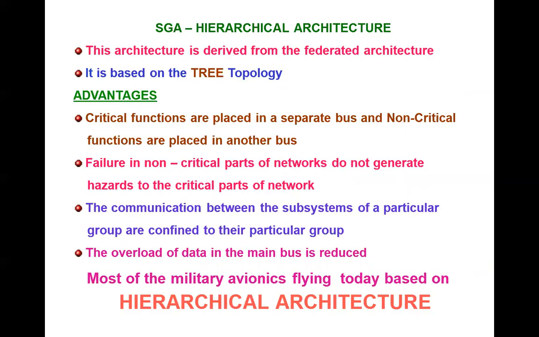Another type of second generation architecture is hierarchical architecture. This architecture is derived from the federated architecture. It is based on the tree topology. The advantages of hierarchical architecture are critical functions are placed in a separate bus and non-critical functions are placed in another bus. Failure in non-critical parts of the network does not generate hazard to the critical part of the network. The communication between the subsystems of a particular group is confined to that particular group. The overload of data in the main bus is reduced. So most of the military avionics flying today is based on the hierarchical architecture only.